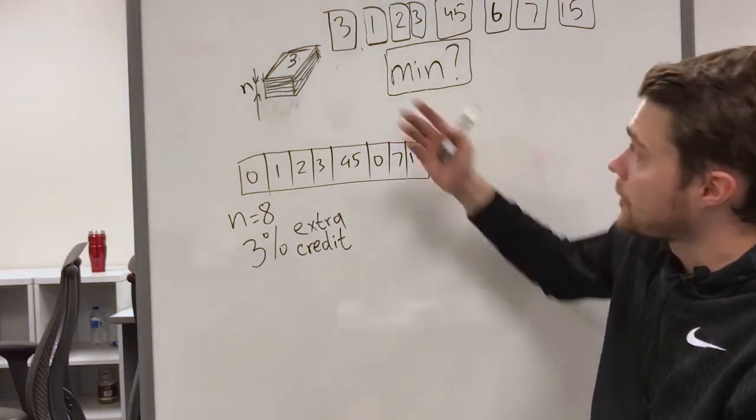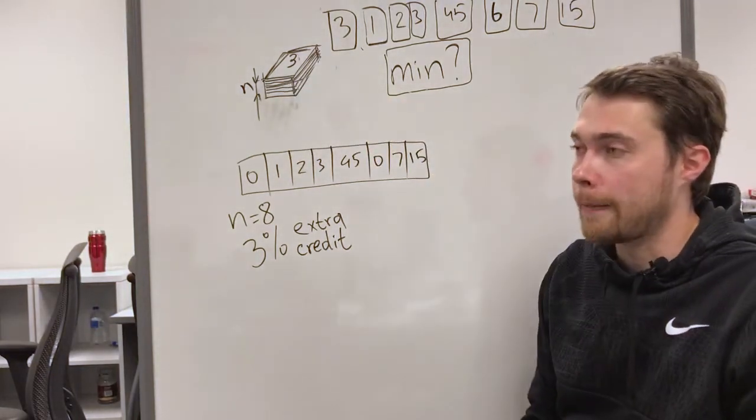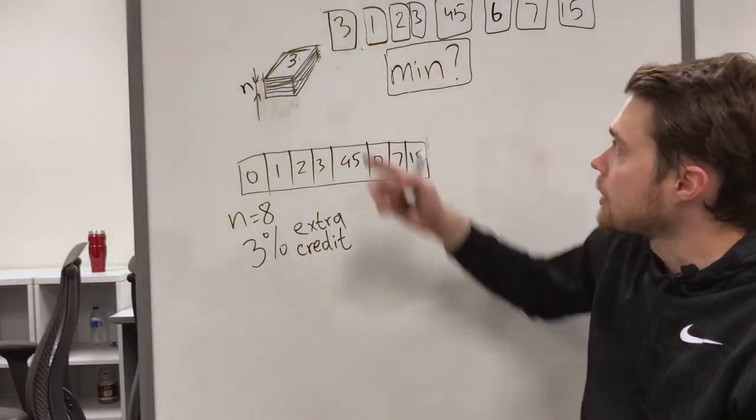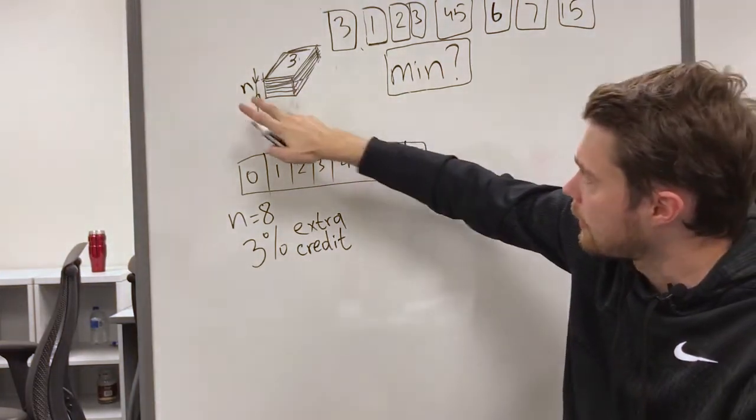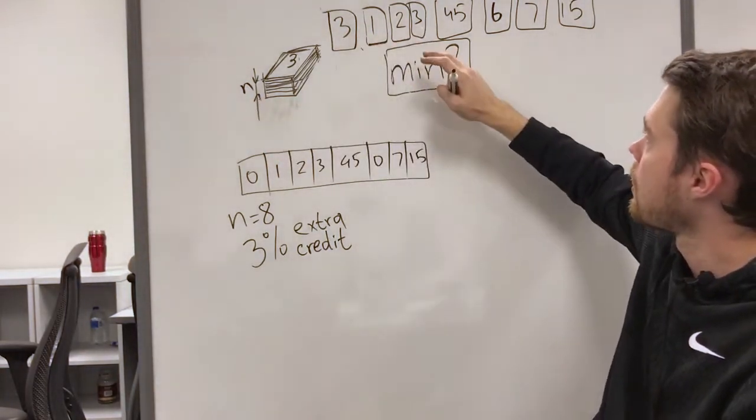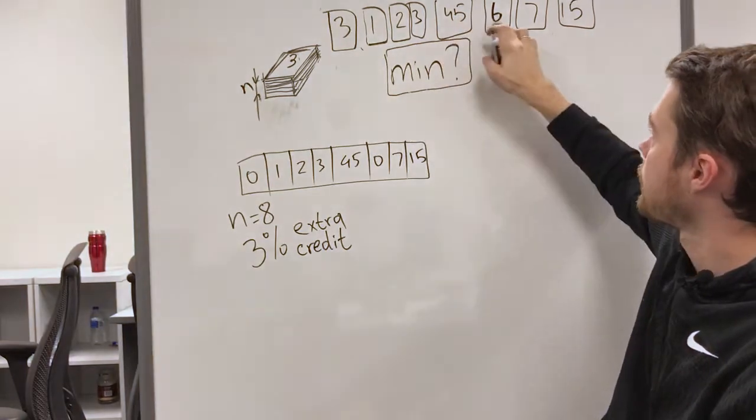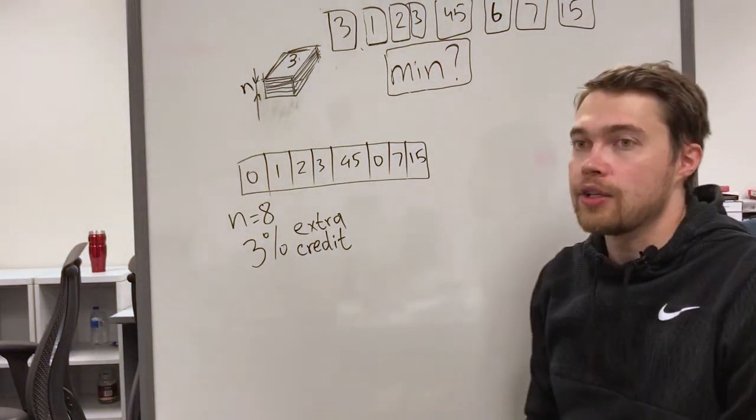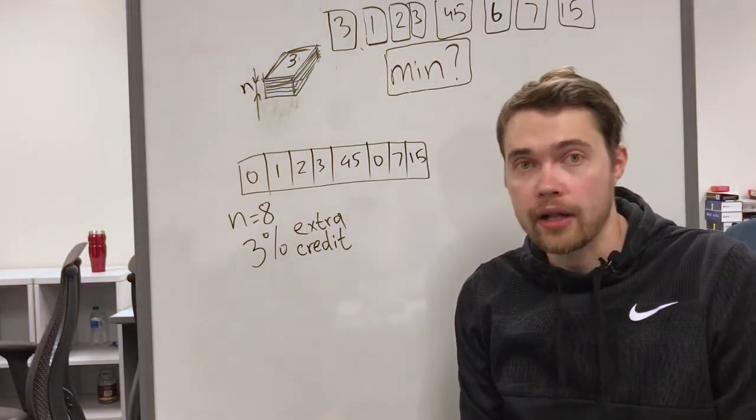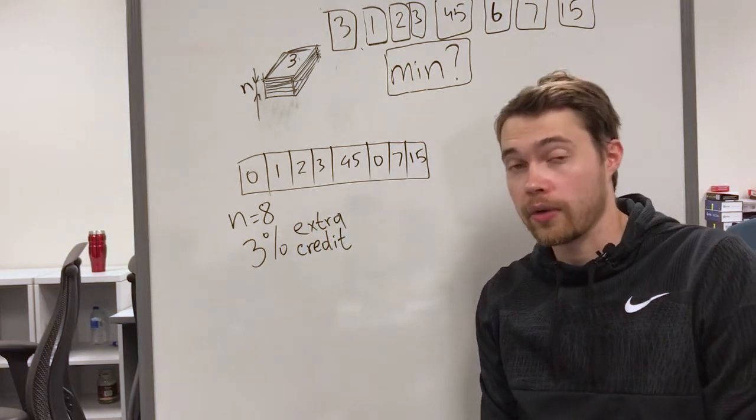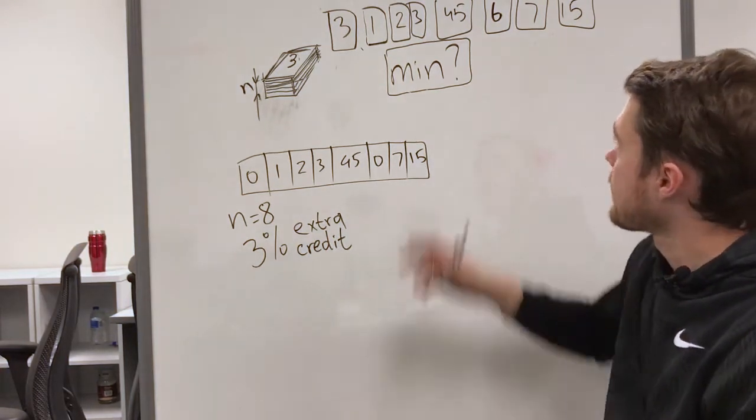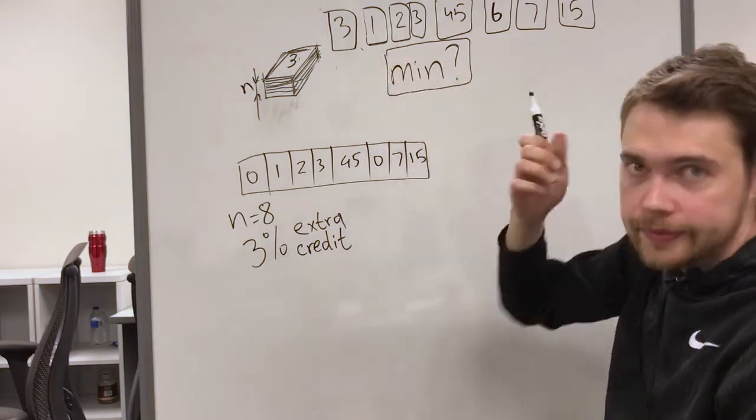Doesn't matter. Given the deck of cards, let's say that's the deck: 3, 1, 2, 3, so there may be duplicates, 45, 6, 7, and 15. Your objective is to find the lowest value in that deck of cards. So in this case, what's the lowest value? That's going to be 1.